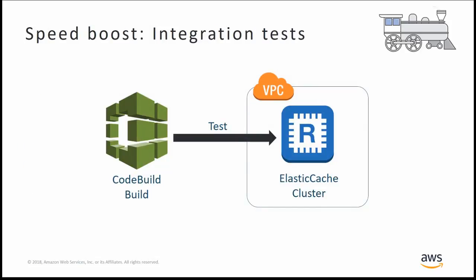So let's look at an example integration test here. As I talked about before, CodeBuild recently released support for building inside of your VPC. So one example that I'm going to walk through is working with an Elasticache cluster, a Redis cluster in my VPC with an integration test in CodeBuild.